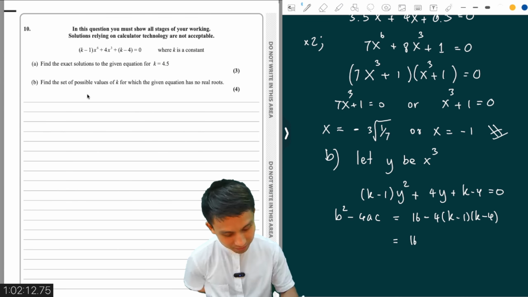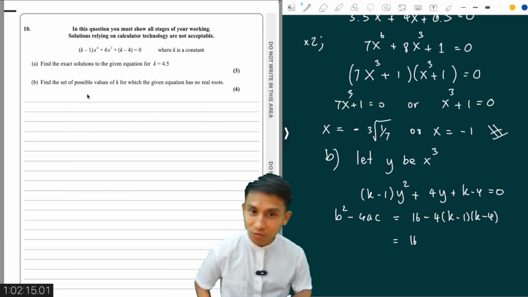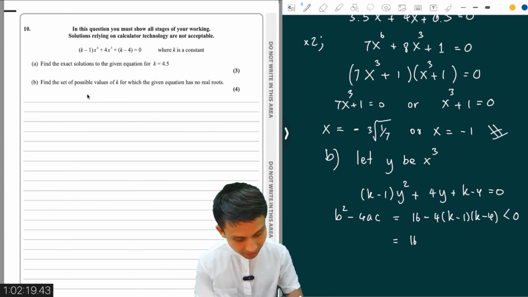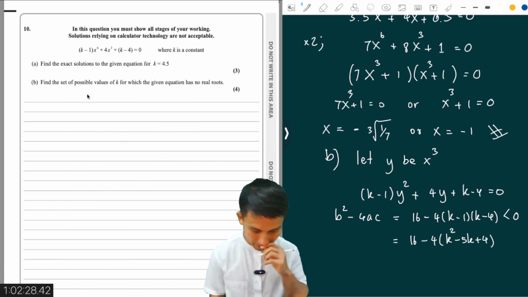And then we have, no real root, so that has got to be less than 0. Okay, expanding that, we get minus 4. I'm just going to expand inside first, so k squared minus 1 and minus 4, we get minus 5k, and then plus 4 in here.